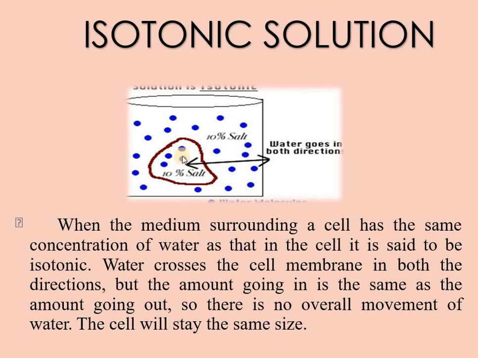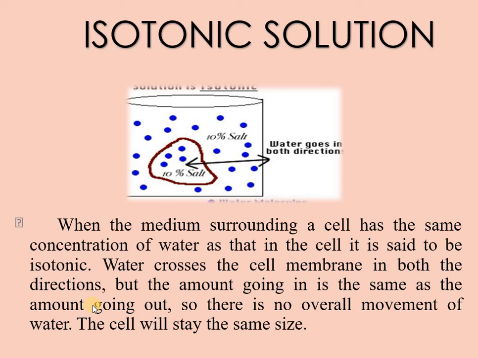In this picture you can see the isotonic solution demonstrated. When the medium surrounding a cell has the same concentration of water as that in the cell, it is said to be isotonic. Water crosses the cell membrane in both the directions, but the amount going in is the same as the amount going out. So there is no overall movement of water. The cell will stay in the same size.